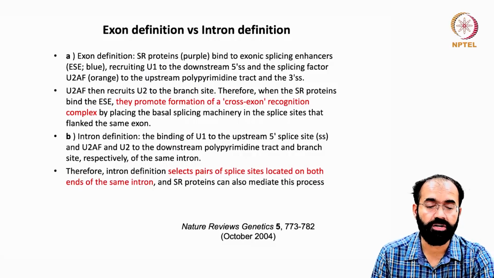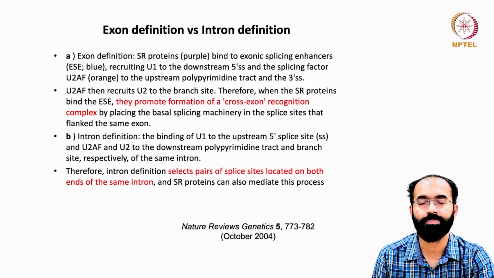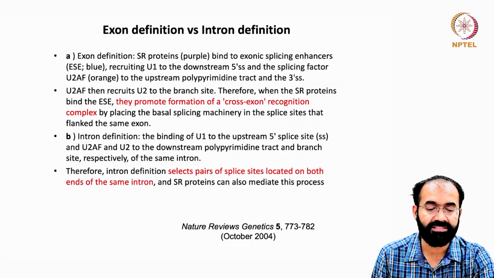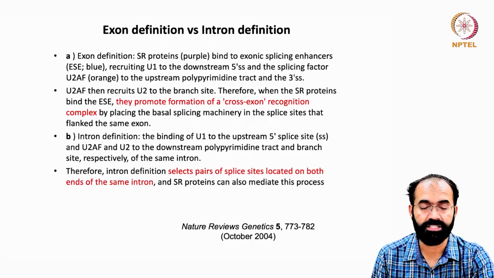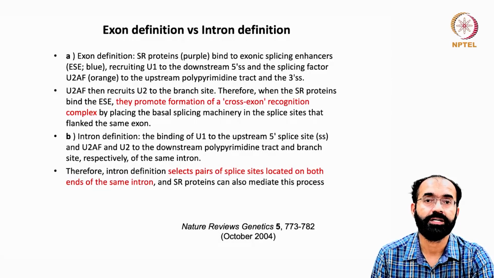And if you want to bring this context into intron definition, what happens? U1 binds to the upstream splice site, which is given as SS in the picture, and U2AF and U2 bind downstream at the polypyrimidine tract, that is, the gap between the branch point and the polypyrimidine tract, and further downstream you have the second exon. So the boundaries of introns are defined by U2AF and U2 towards the 3' end and U1 at the 5' end of the intron.